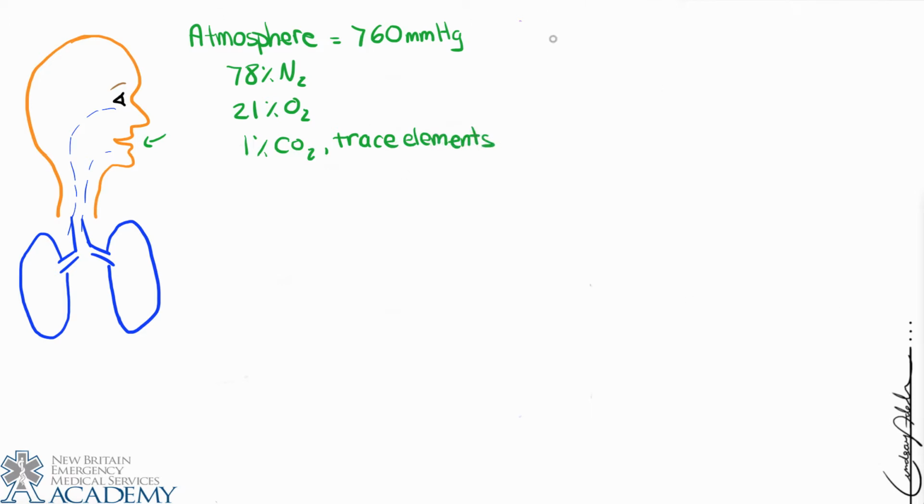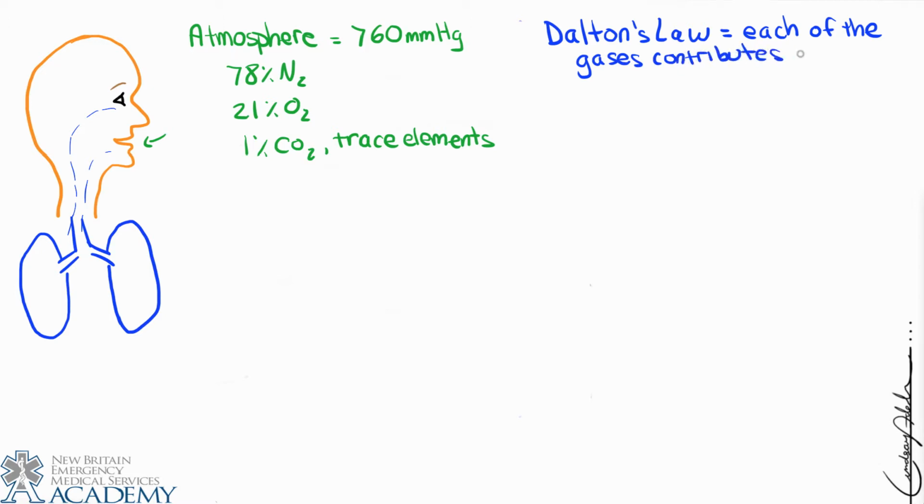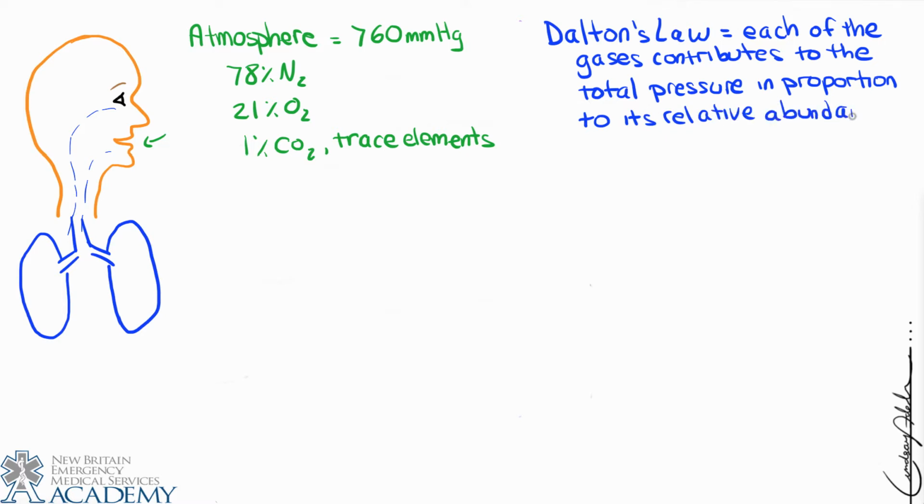So we can describe the composition of gases in the atmosphere based on this idea of partial pressures. And partial pressures comes from Dalton's law. Dalton's law is another law of physics or chemistry that states that each of the gases contributes to the total pressure in proportion to its relative abundance. That means that, for example, if we have 21% oxygen, 21% of that 760 is going to be the partial pressure, or the pressure associated with one of the gases that makes up the total. And that's actually true for all the gases.